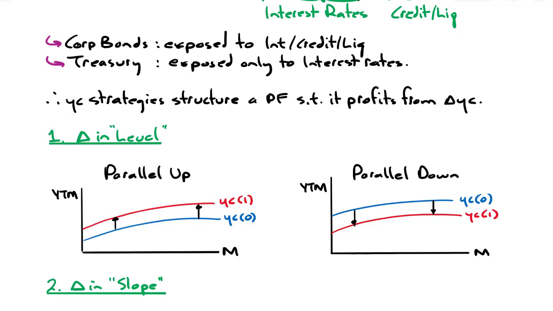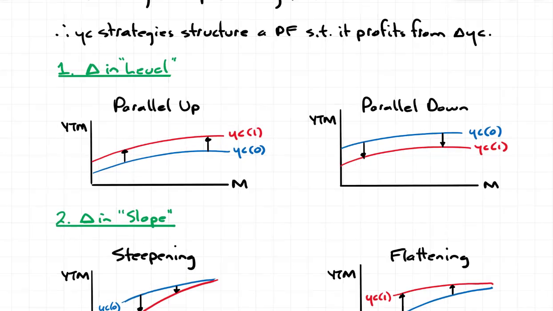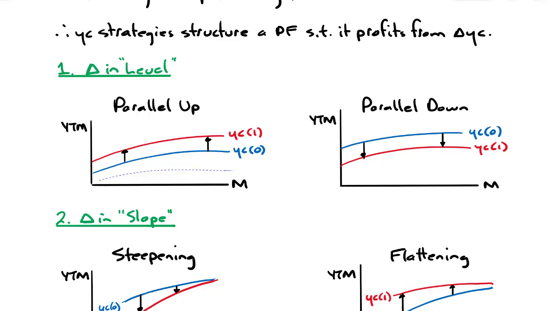Now we can categorize changes in the yield curve into three groups. The first one, which is the major one, is change in the level of the yield curve. So we have two scenarios here, parallel up and parallel down. Starting with the blue yield curve, which is the initial one, you can see that there is a parallel shift up. In other words, across the entire maturity spectrum, the yields increase by the same amount. So this would be parallel up, or you can have parallel down.